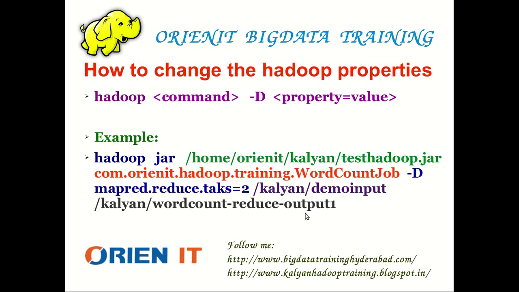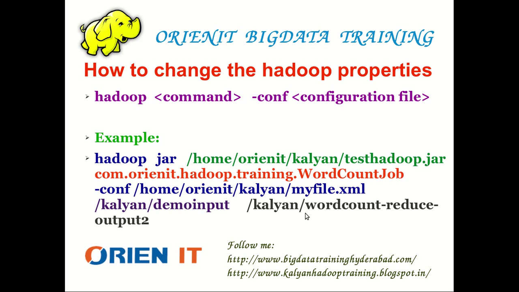This is one option. The second option, if you want to set multiple properties at a time, is -conf and a configuration file. After your hadoop jar command, the path of the jar and your main class, you give -conf, the configuration file where you have placed it, then your input and output. These are the two main options supported for dynamically updating the properties from the command line. Let me execute all of these one by one.